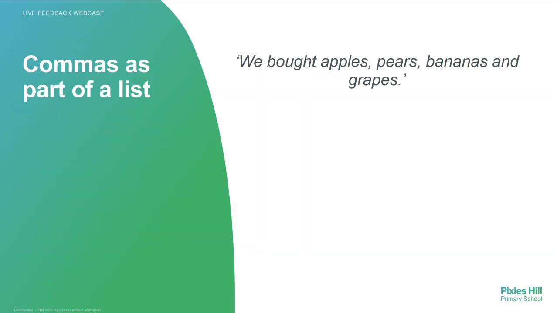First, we're going to focus on using commas in a list, which is the first time children are often introduced to the comma. Whenever we have 3 or more items, we use commas to separate them so the sentence stays clear and easy to follow. For example, in the sentence, we bought apples, pears, bananas and grapes. The comma shows each item as a distinct part of the list. It's a simple rule, but it makes your writing much clearer.